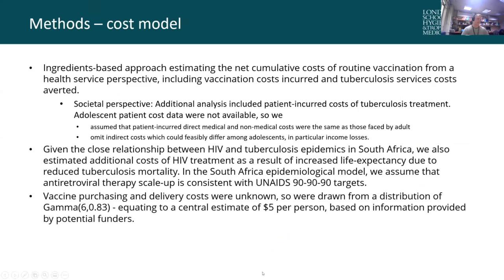We assume in this study that our central estimate is $5 per person for the price of a vaccine and the cost of getting it into people's arms. The cost of getting a jab into someone's arms, and Allison and others have done really good work on this, is generally about $2 or $3 in many settings. The price of the AstraZeneca vaccine is about $2.